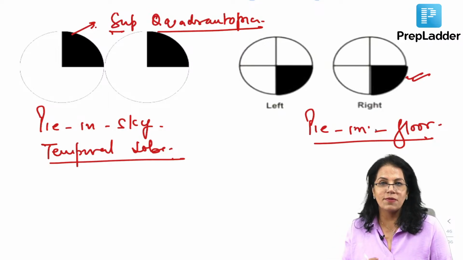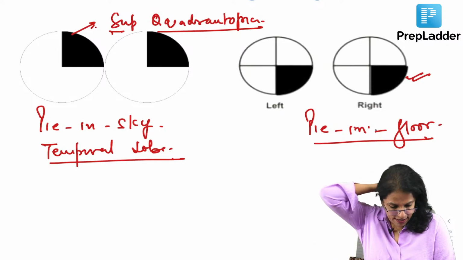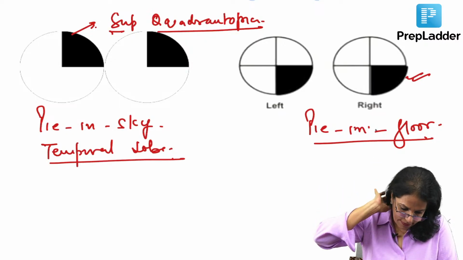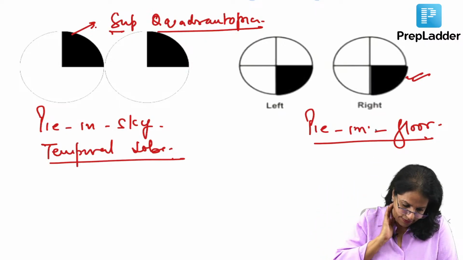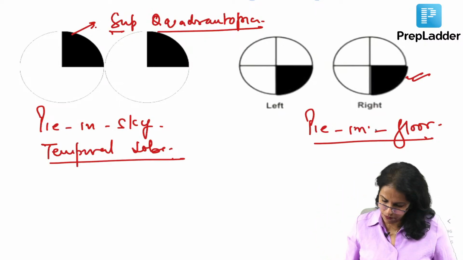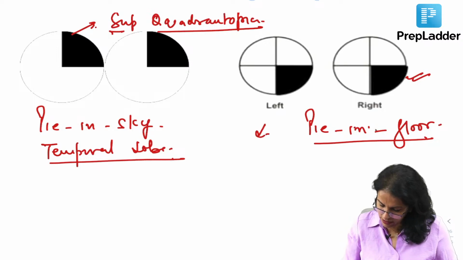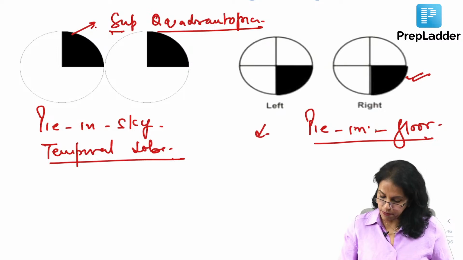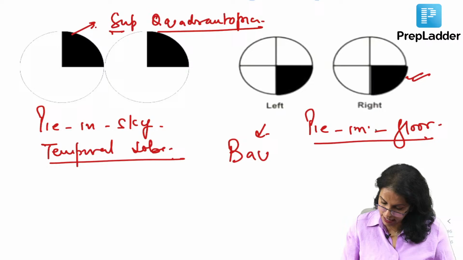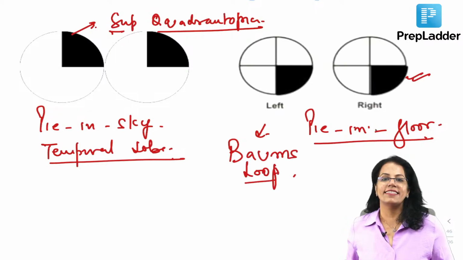One of you had asked me this question. Okay? Yeah, Baum's loop. Very good. Thank you for reminding, Tanmay. So, this is mainly the superior fibers. They are called Baum's loop, B-A-U-M-S.